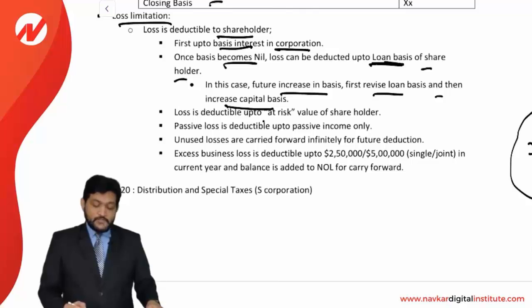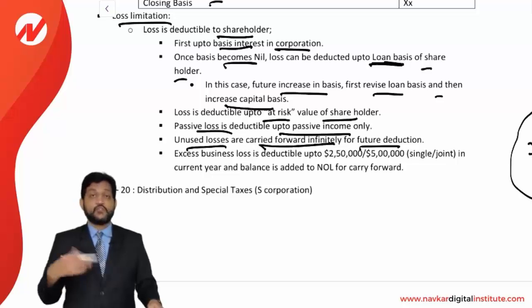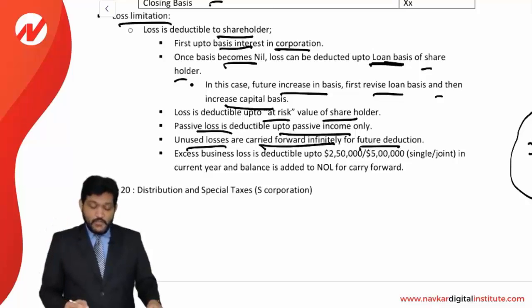Loss is deductible up to the at-risk value of the shareholder, as we have seen in the partnership also. Passive loss is deductible up to passive income only. Unused losses are carried forward infinitely for future deduction. As we have seen, whatever loss you cannot deduct in the current year will be carried forward infinitely for deduction set off in the future years.